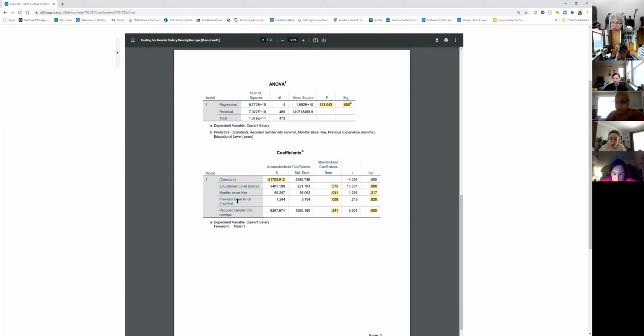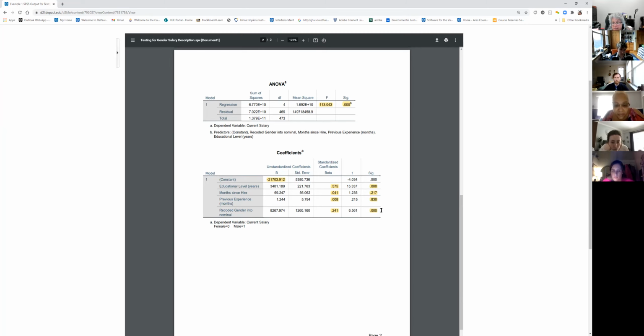Okay, previous years of experience. Did that X3 have any impact on current salary? No. Okay. All right, and then let's skip down to this last part. Now notice, let's go to the control now. Remember I said to you, the control was nominal. So I said to you that I coded female into 0 and male into 1. You have to know that with nominal and ordinal data. You have to know what got coded. All right, so here's the recoded gender into nominal.